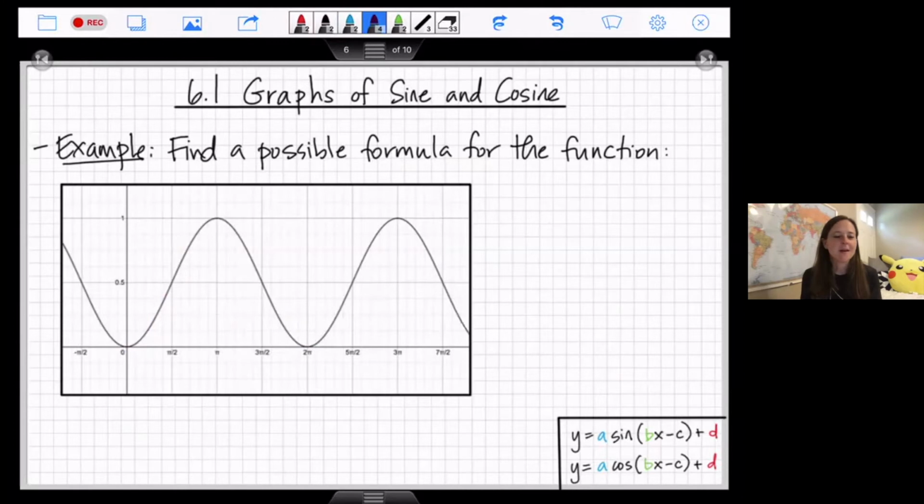Next up, let's look at this one. We need to focus in on one period of the graph. I told you I'm not going to give you any that are shifted left to right. So let's just focus in on where it starts at the y-axis.